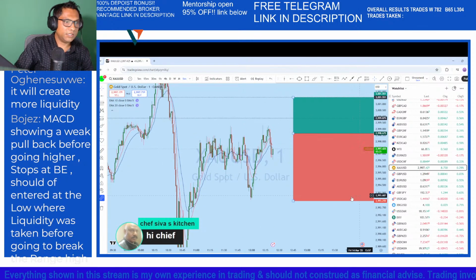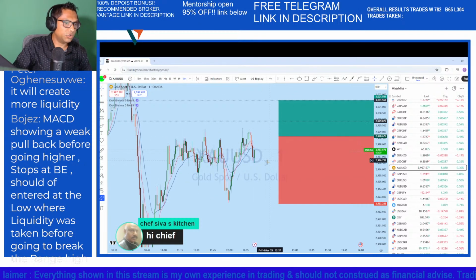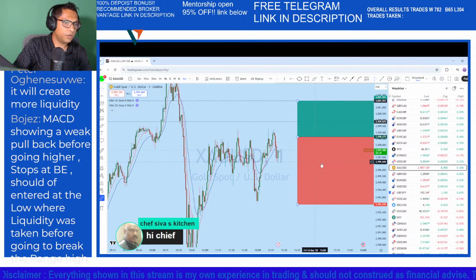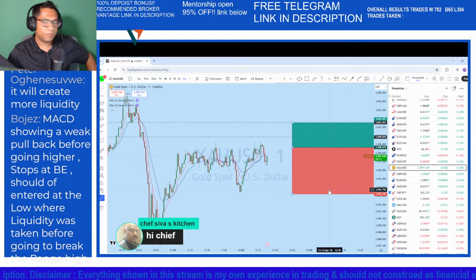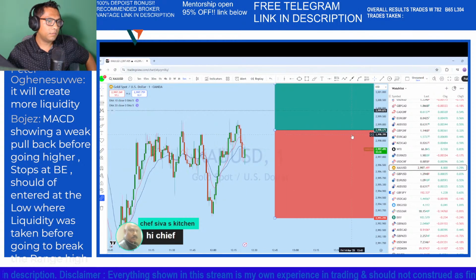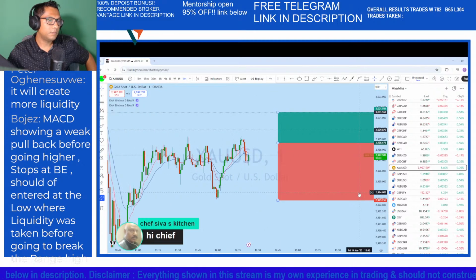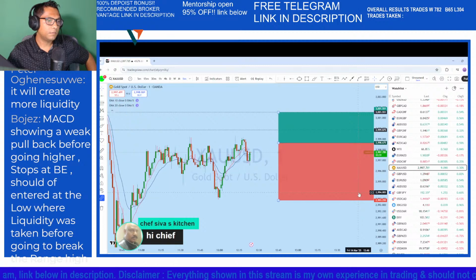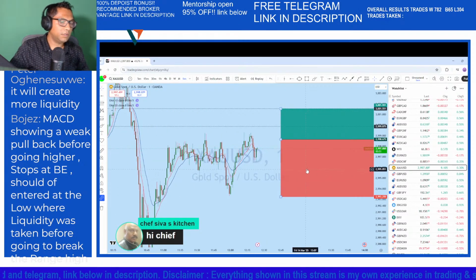So here we can see there is a bullish bias possible here. The market has broken that support. Now, okay, so the bullish trend is up.